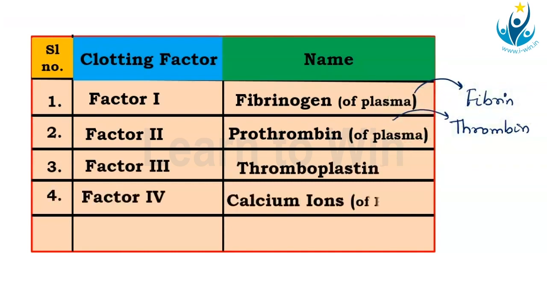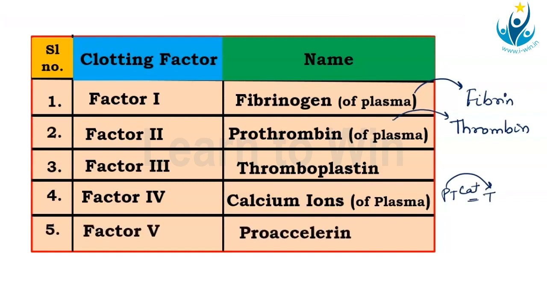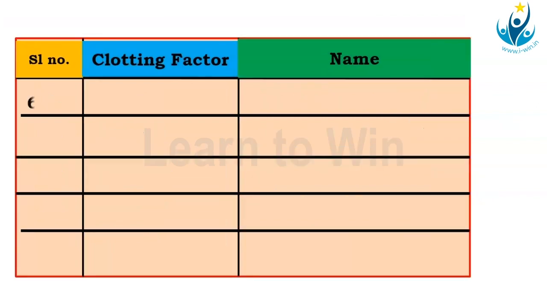Then factor 4 is the calcium ions of plasma. When you are converting prothrombin into thrombin, you will require calcium ions. So these calcium ions become factor 4. Factor 5 is proaccelerin, which I've told you binds to factor 10 for the activation of prothrombin into thrombin. Then factor 6, and the next one is factor 7, which is proconvertin.